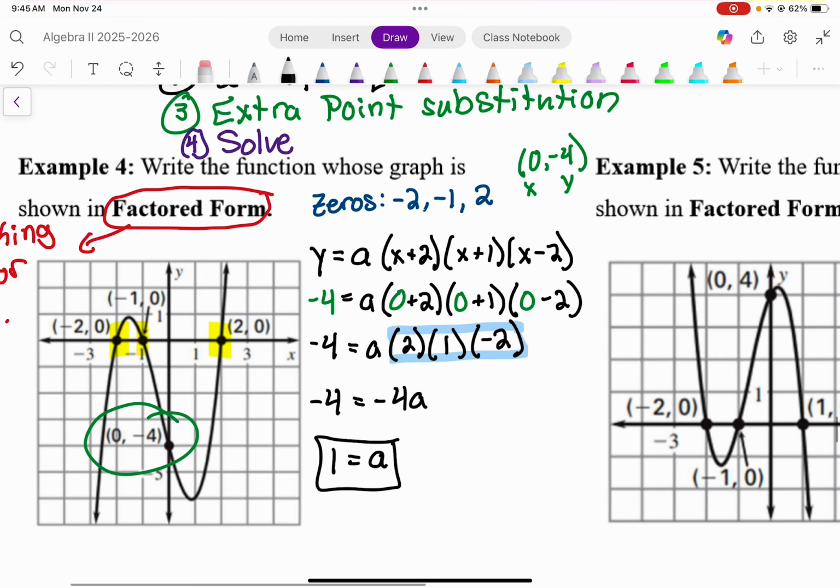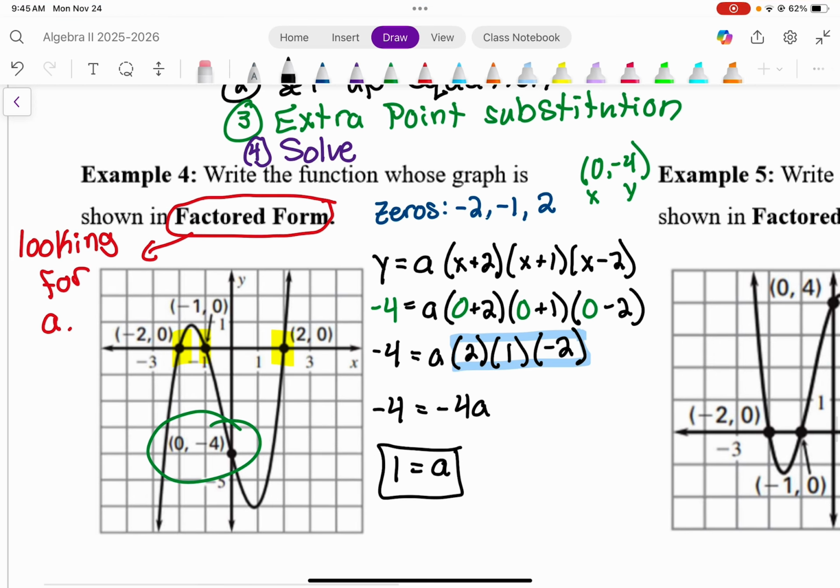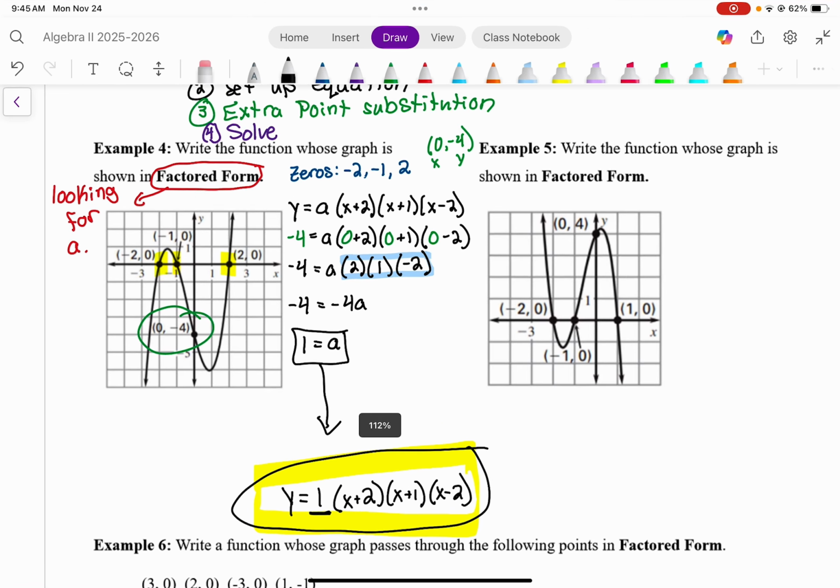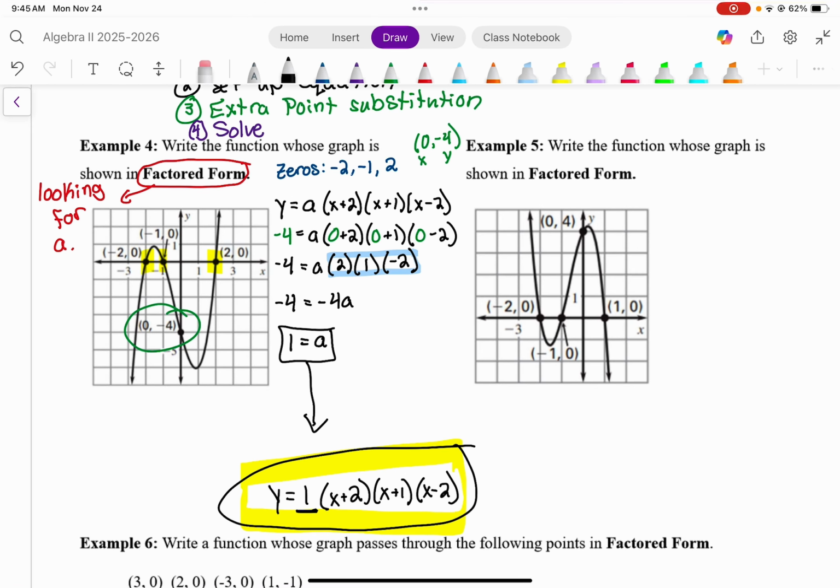Now remember, finding a is not your last step. You have to then write your equation. So our a value is 1, you plug that in, and then this is your answer at the bottom. All right, so I'd recommend pausing and doing example 5, and then once you get your answer, you can skip to the end of the video to see if you did it correctly.